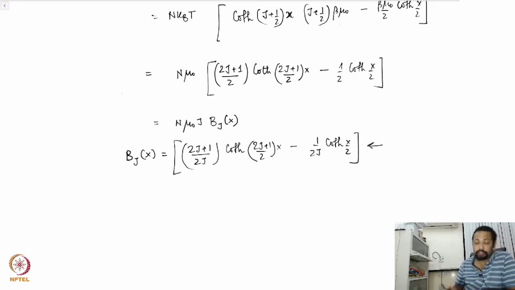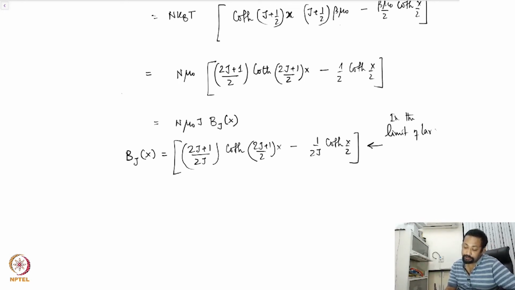And this function is what is called a Brillouin function. If you take a large value of j, in the limit of large j, this function will go to the Langevin function L of x, which we have seen earlier.